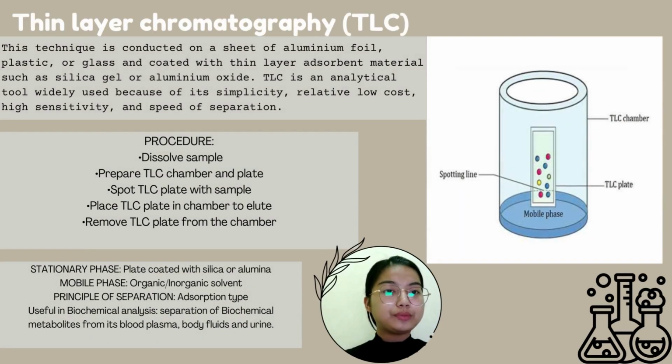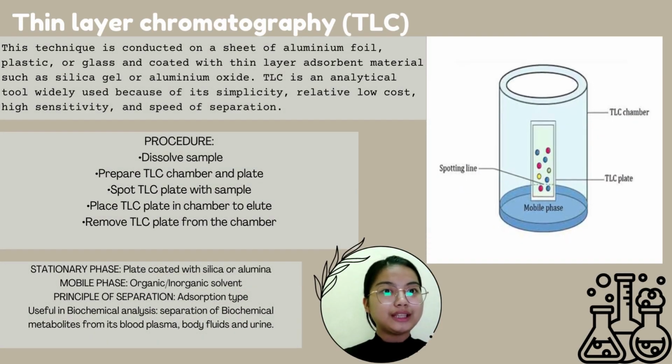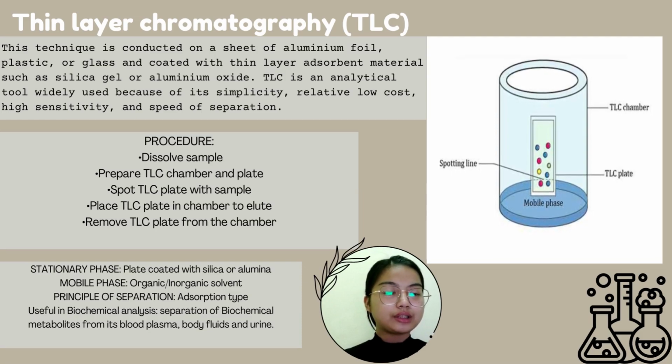The first one is thin layer chromatography (TLC), where this technique is conducted on a sheet of aluminum foil, plastic or glass, coated with a thin layer of adsorbent material. The stationary phase for TLC is the plate coated with silica or alumina, and the mobile phase is an organic or inorganic solvent. The principle of separation for this technique is adsorption.